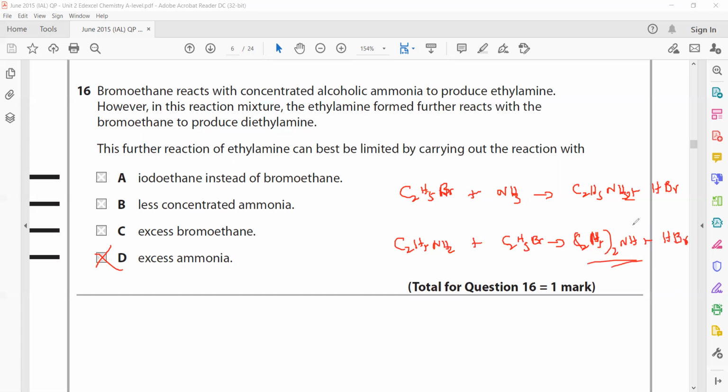So basically we want to limit this second reaction. How can we limit it? If you use excess of ammonia, every time ammonia is reacting with bromoethane, so we will limit the second reaction.